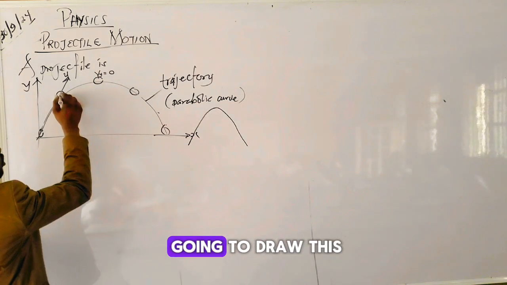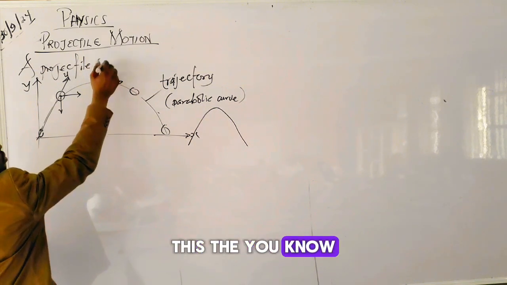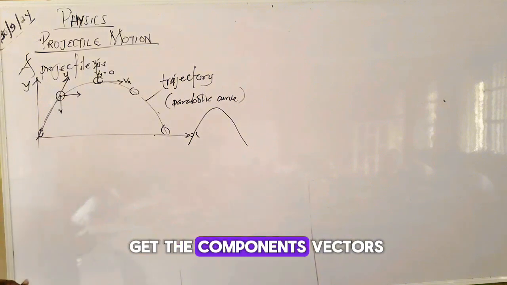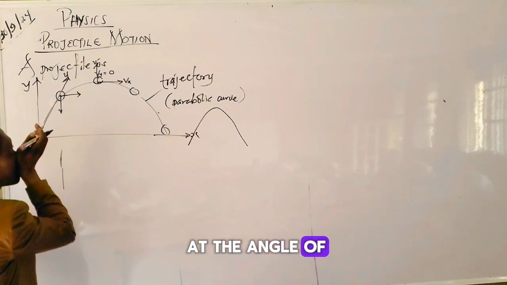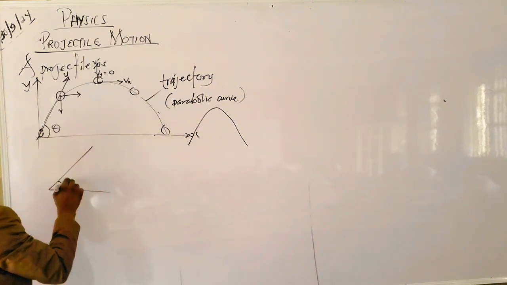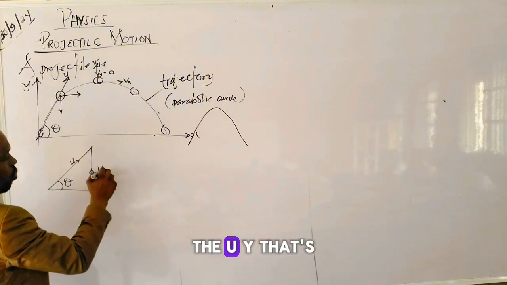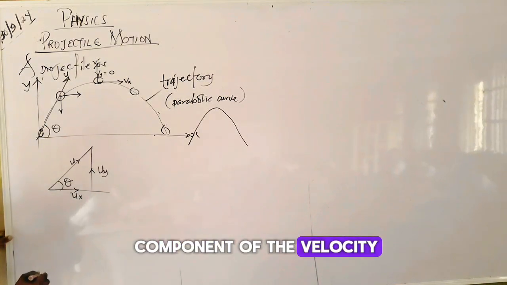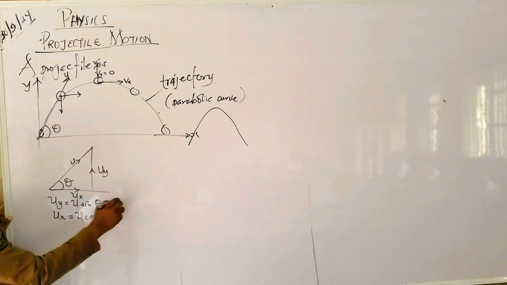So if you are going to draw this, you have something like this. This is the Vy and this is the Vx. So we can get the component vectors of each side. Let's draw. This object was inclined at an angle of theta degrees. If this is theta and this is our u, we can find the uy, that's the vertical component of the velocity. Are you with me? And this is the horizontal component of the velocity. So we can say the vertical component is u sine theta and ux is what? u cos theta. Equation 1, equation 2.